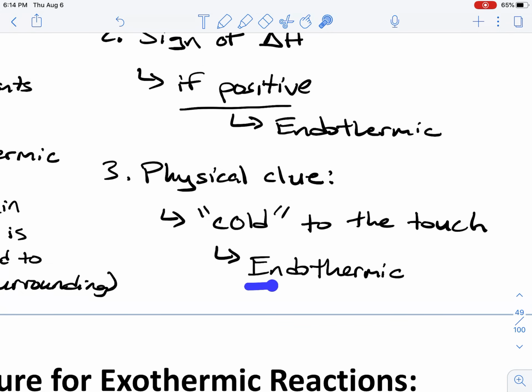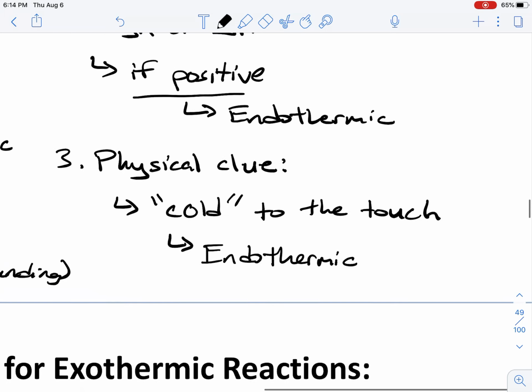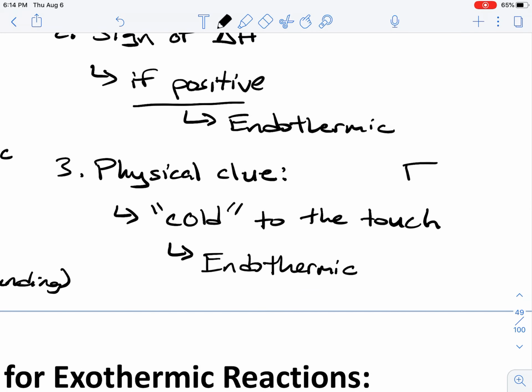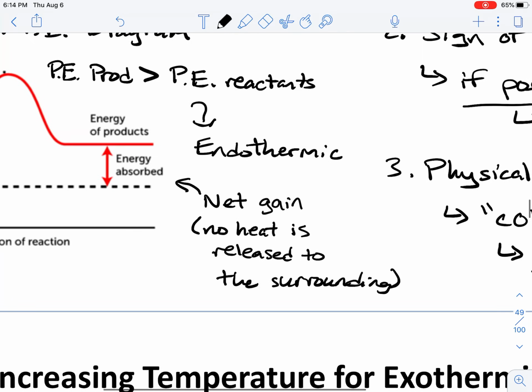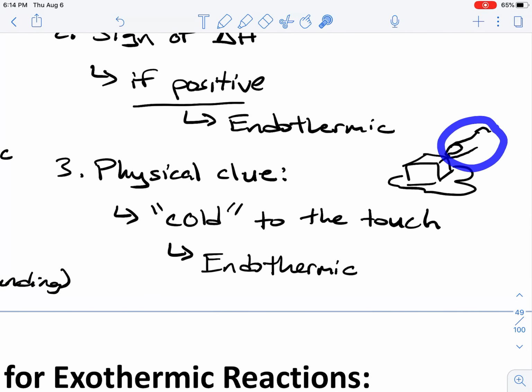So for endothermic reactions, it would be the opposite, meaning it would be cold to the touch. An example would be an ice cube. You guys can do this at home, but if you were to put your finger on an ice cube, then remember that the reaction is absorbing energy from the surrounding. Your finger would be the surrounding, since the system is the ice itself.